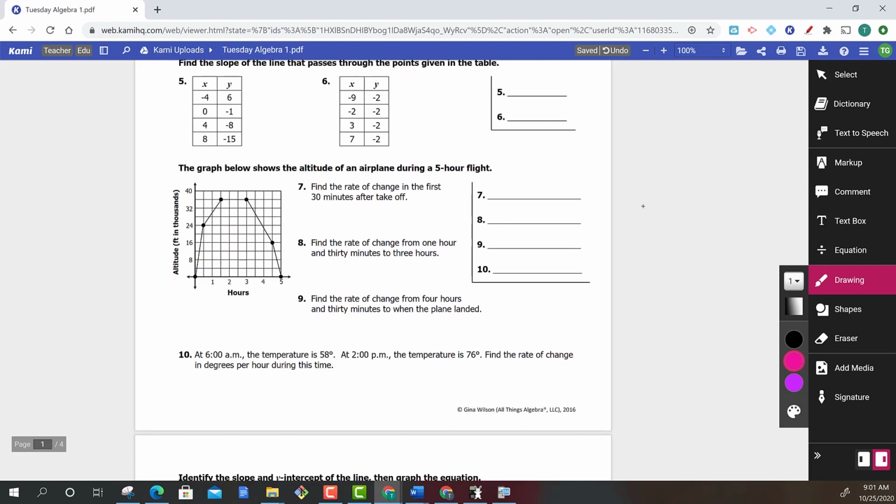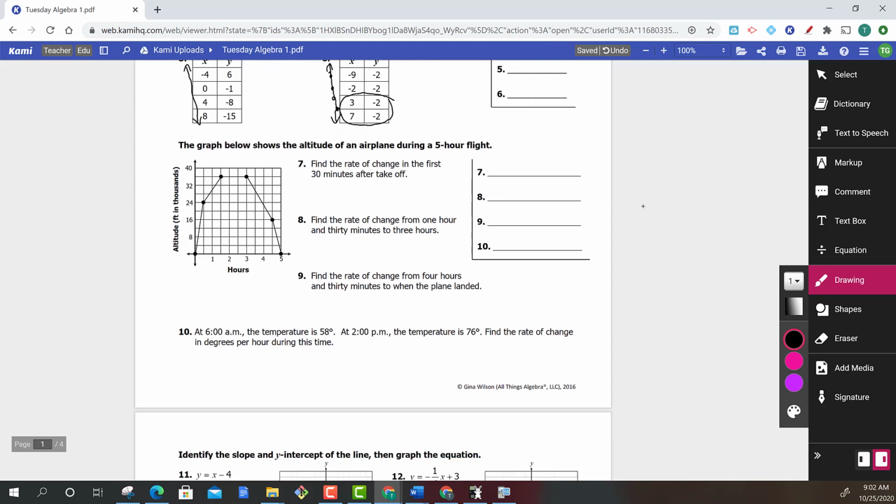All right, 5 and 6, you're doing the exact same thing. You're finding the slope of the line that passes through the points given in the table. So that means one line goes through all 4 of these points in both problems. We don't really know what the line looks like, but we know it goes through all 4 of those points wherever they lie. So that tells me it doesn't matter what 2 points I pick in this problem for my x1, y1, and my x2, y2. It really does not matter. So I'm going to pick the last 2 points for no particular reason at all.